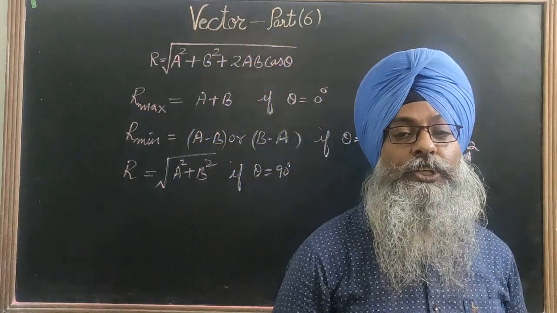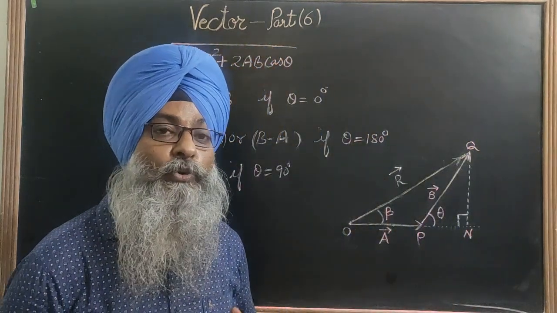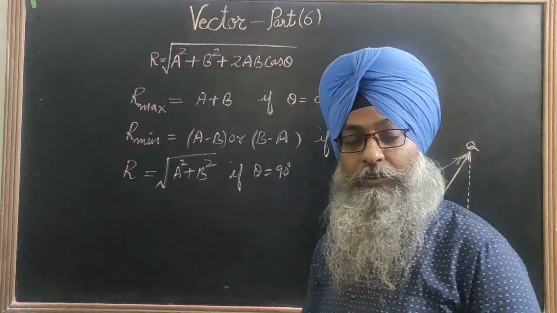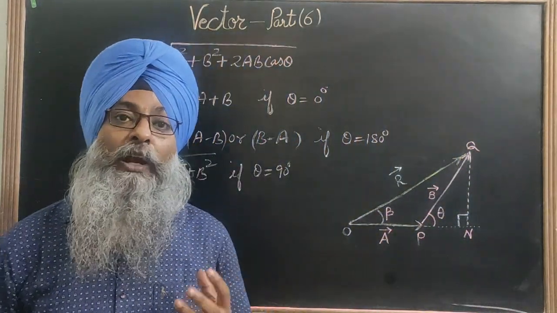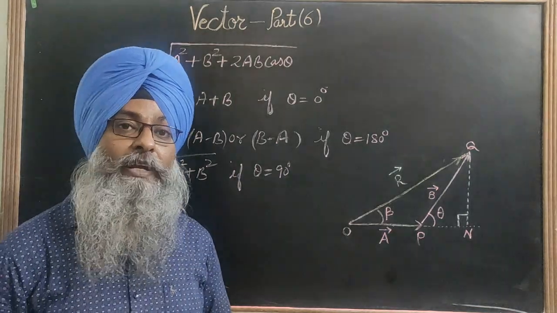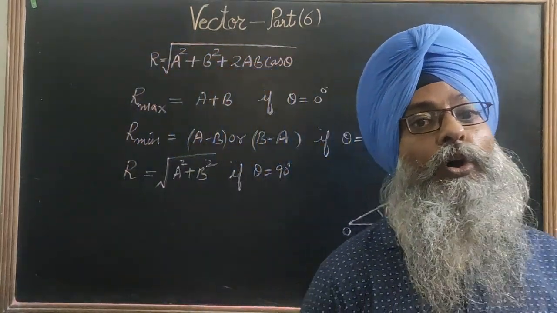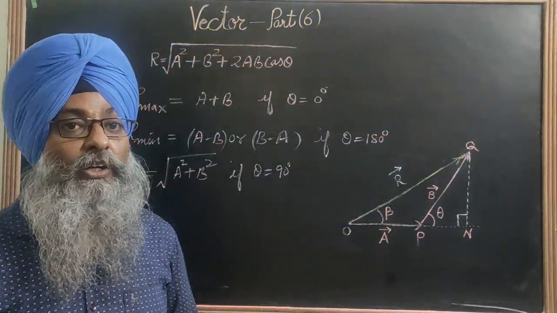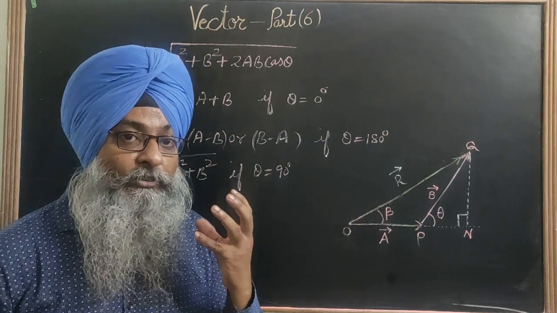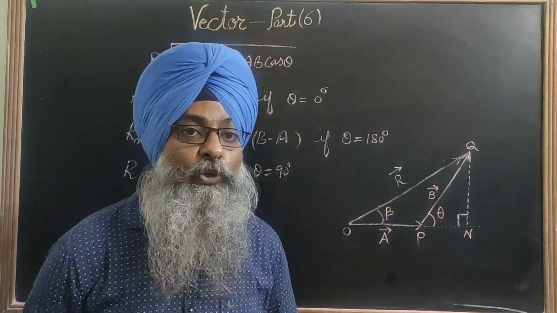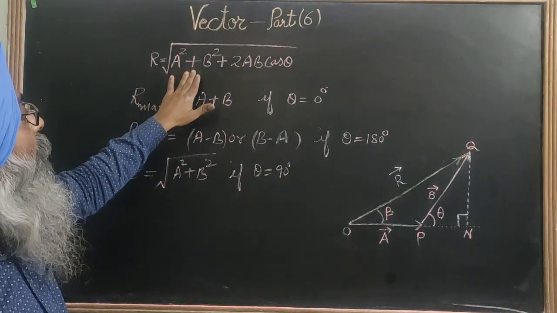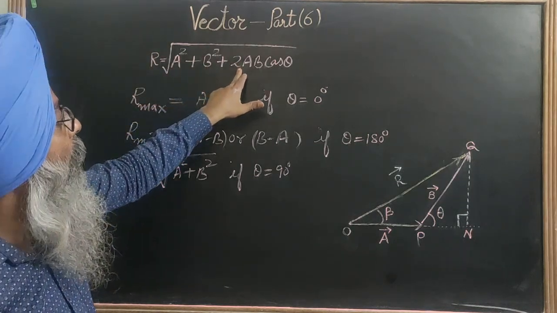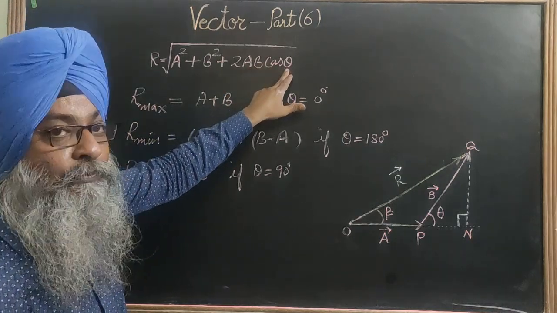In the last lecture, Vector Part 5, we discussed the triangle law of vector addition. Also, we calculated the formula to find the magnitude of the resultant of two vectors with the help of the triangle law. The formula for the magnitude of the resultant of two vectors was R equal to the square root of A square plus B square plus 2AB cos theta.